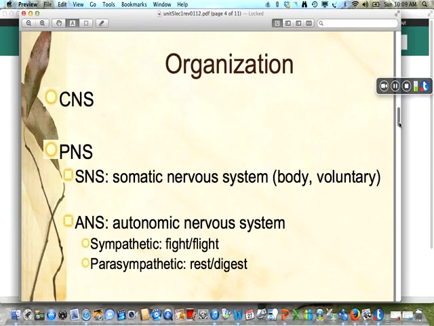So this outlines our main organization. You've got the two main branches, the CNS and the PNS, and then within the PNS, we've got the SNS, or somatic nervous system. This is going to be to the body. It's the things that are under voluntary control and things you have conscious awareness of. The ANS, or autonomic nervous system, is going to be divided into two modes. It's going to operate either under the sympathetic, which is your fight or flight mode, or your parasympathetic mode, which is the rest and digest. A lot of these you do not have conscious control over. You may be able to consciously change some things in your environment that will influence these, but you don't have direct conscious control over these.